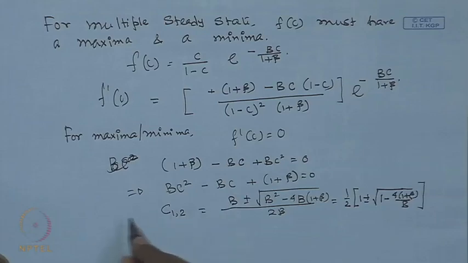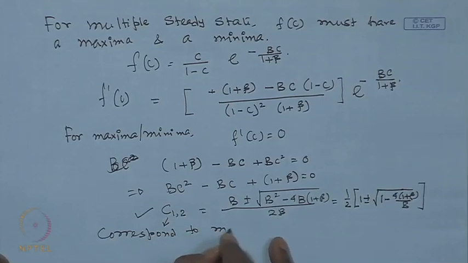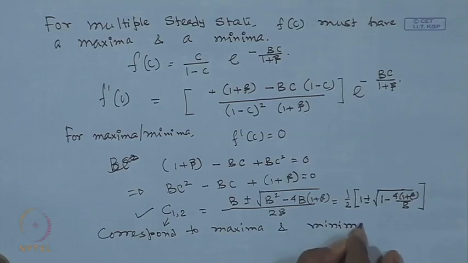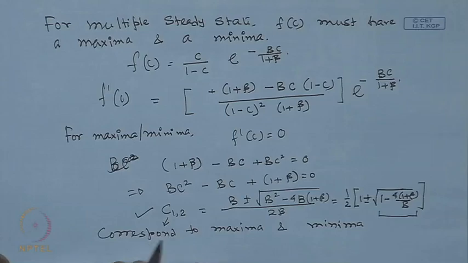So, there are two roots. One root corresponds to maxima and the other root corresponds to minima. Now, in order to have a real solution, we can have a condition on this part: 1 minus this part should be greater than 0 in order to have a real root or real solution. So, let us do that.